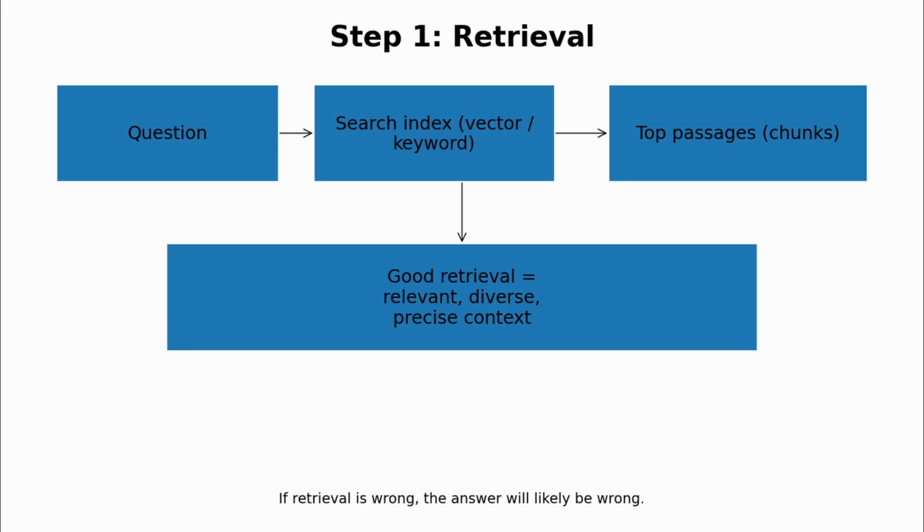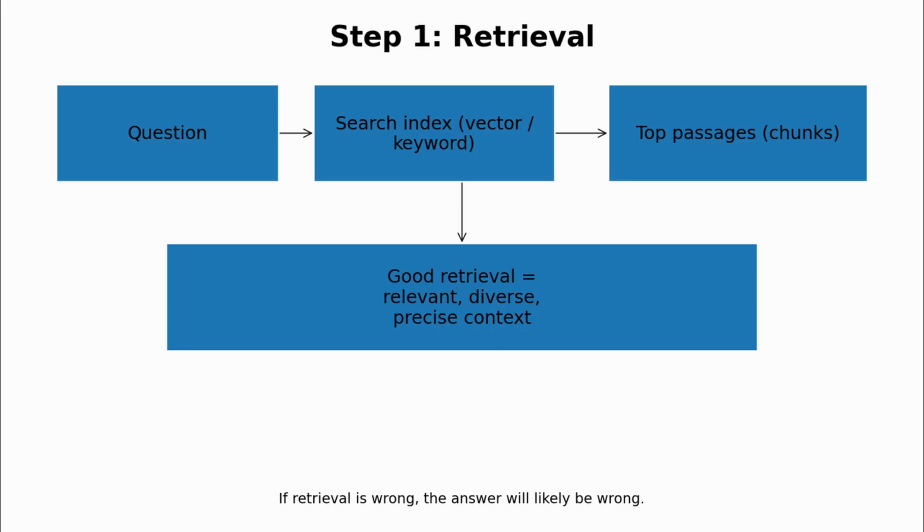To retrieve, systems commonly use two approaches: keyword search and vector search. Keyword search is what you expect, matching terms. It's very good when exact phrasing matters, like part numbers or specific policy names.